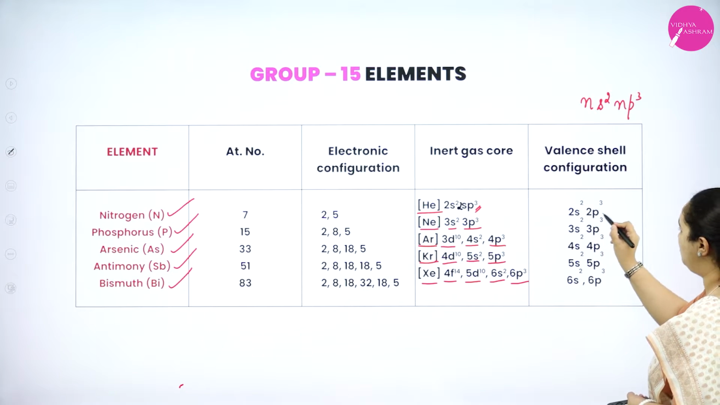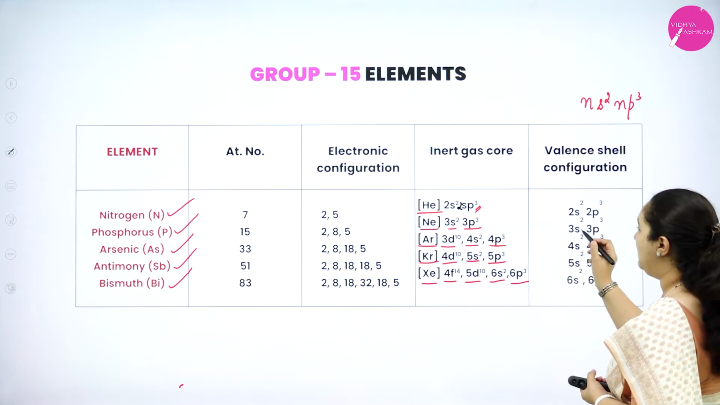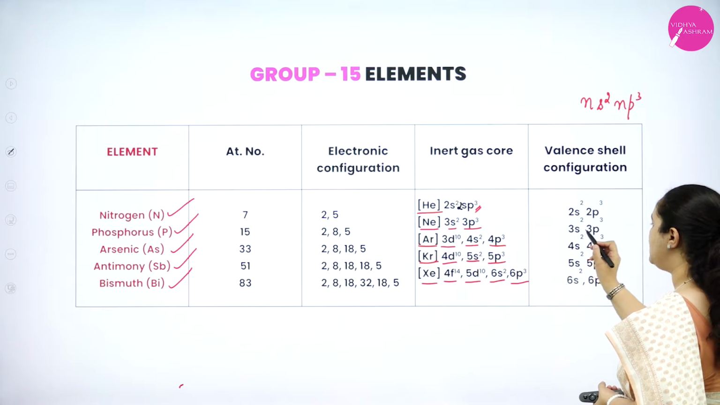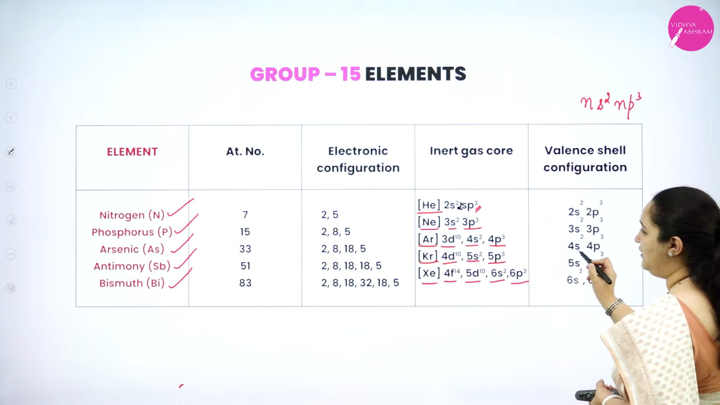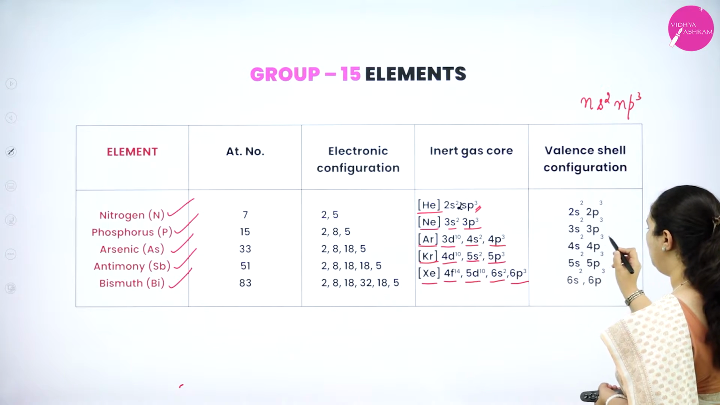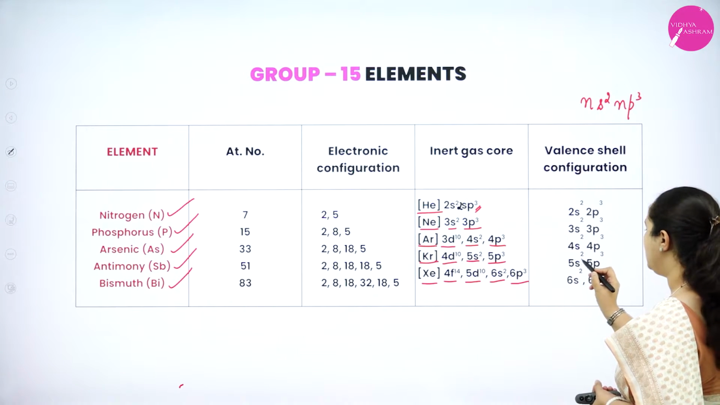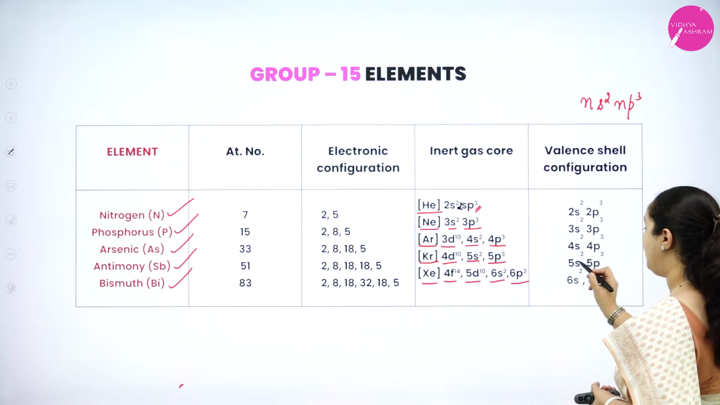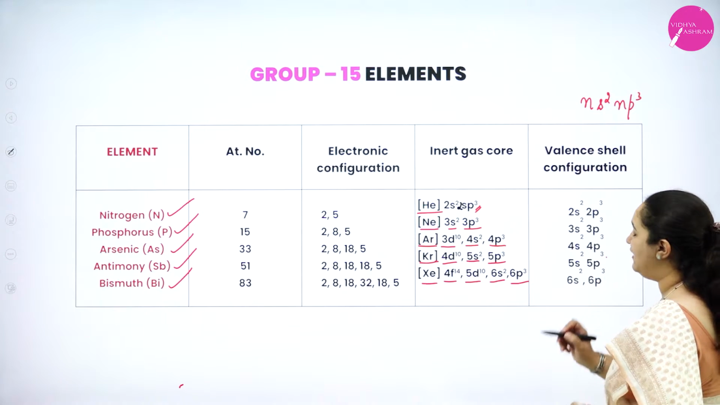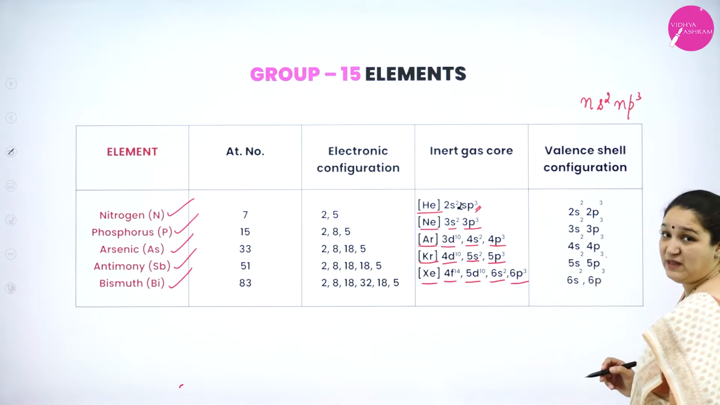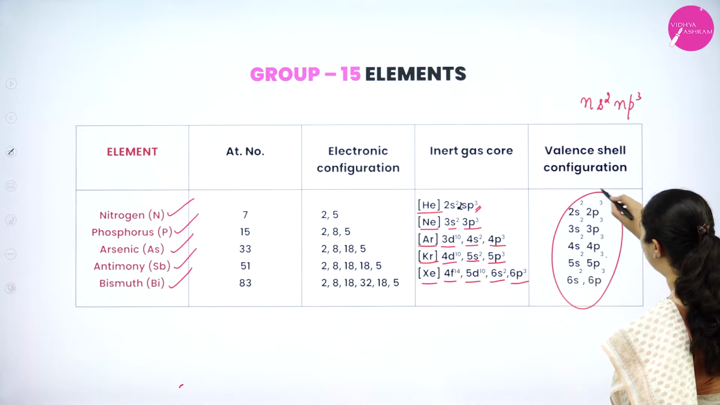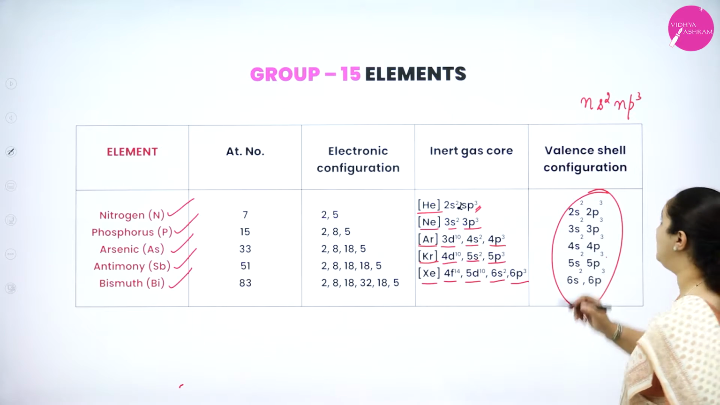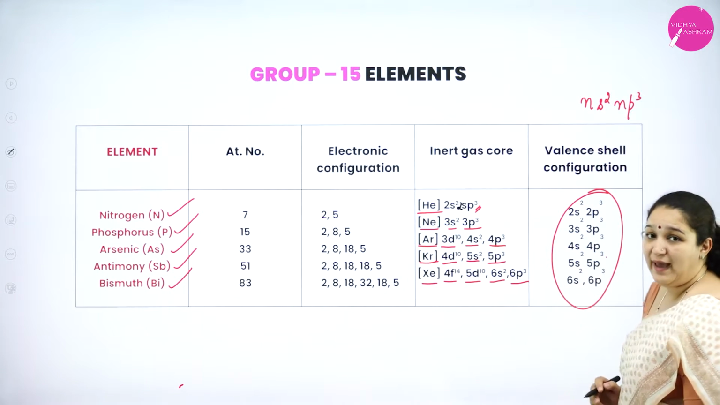So it is 2s2 2p3 for nitrogen. Then for phosphorus it is 3s2 3p3. Then arsenic it is 4s2 4p3. Then comes antimony, that is 5s2 5p3, and then bismuth 6s2 6p3. So the general electronic configuration of the valence shell, we can write it as ns2 np3.